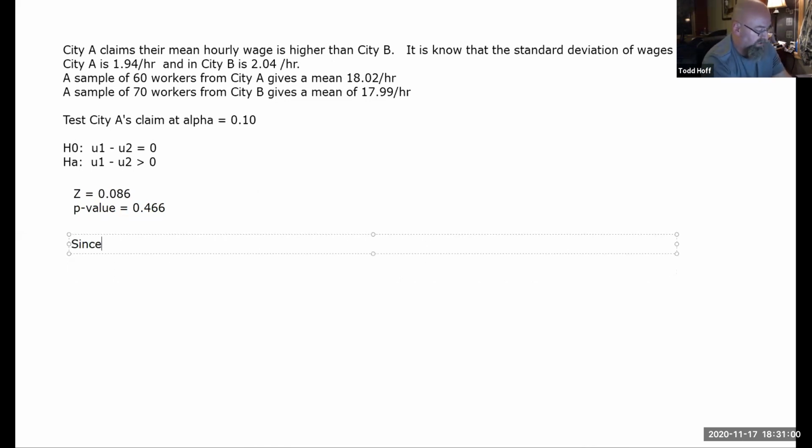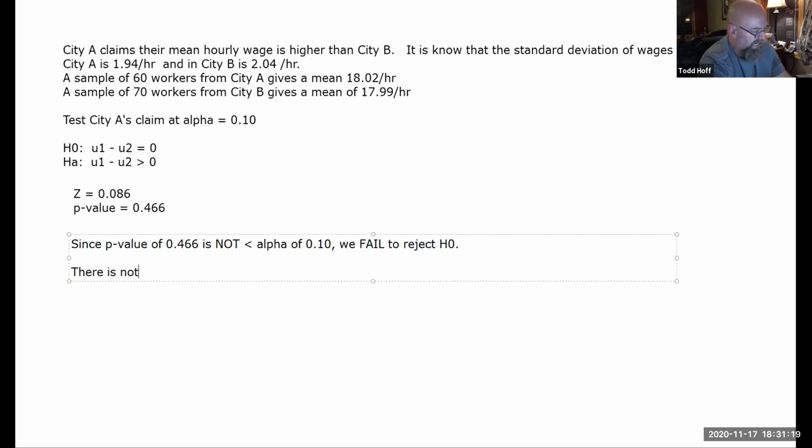So our conclusion on the test is, since the p-value of 0.466 is not less than alpha of 0.10, we fail to reject the null hypothesis. There is not sufficient evidence to conclude that City A's wage is higher than City B's.